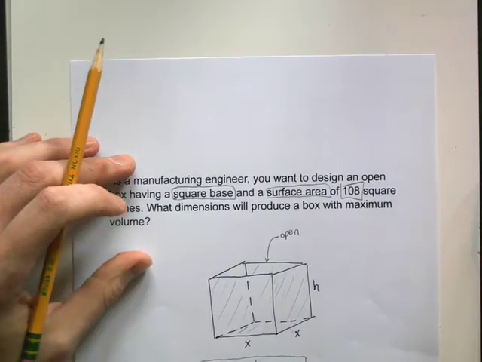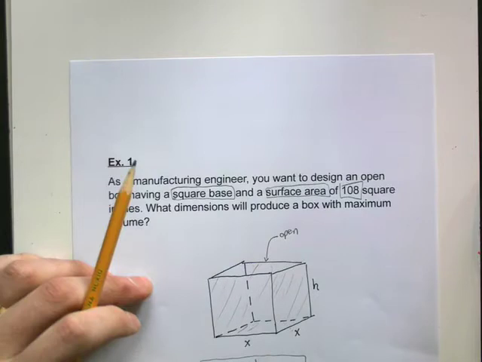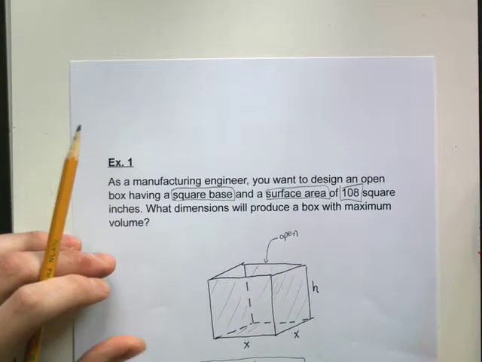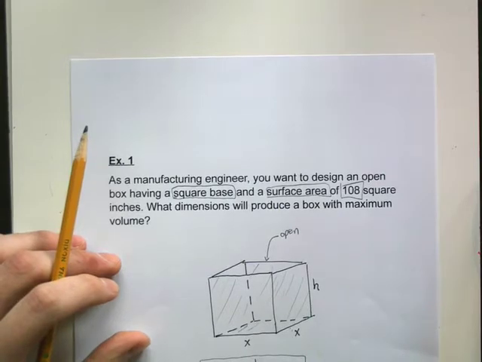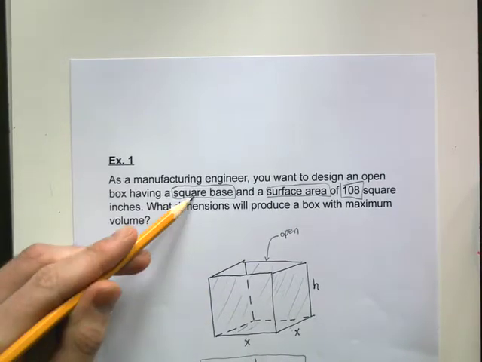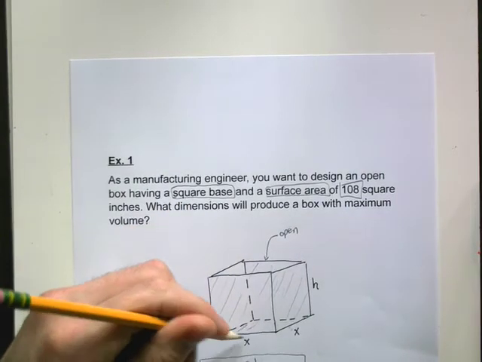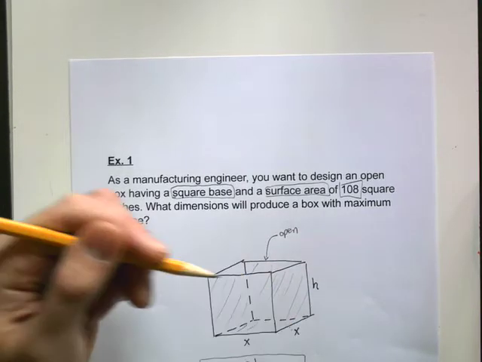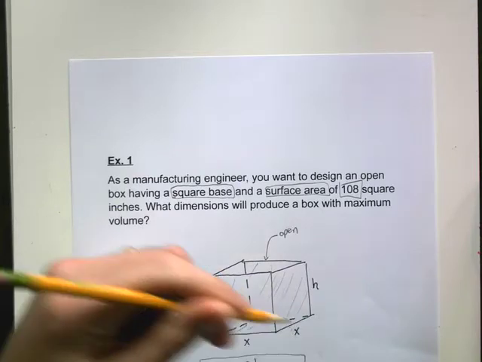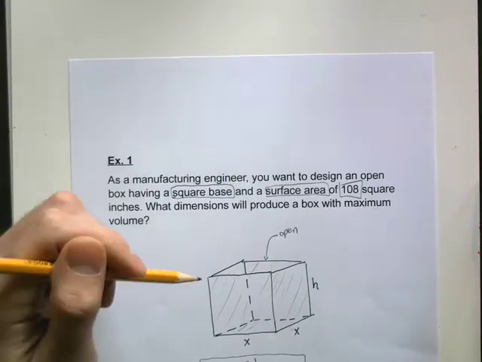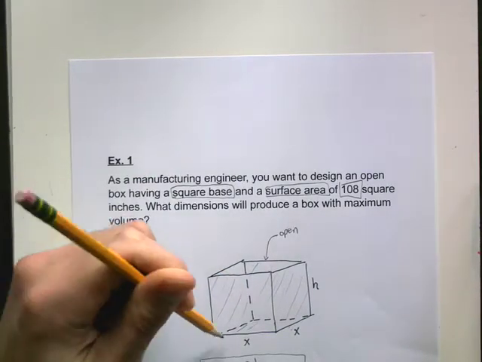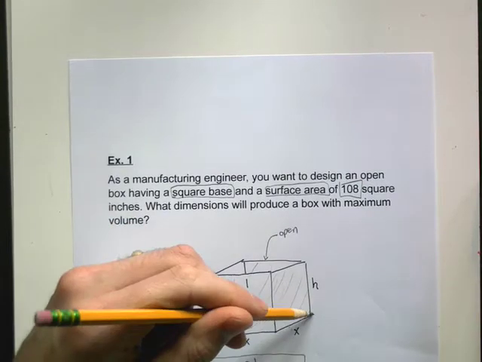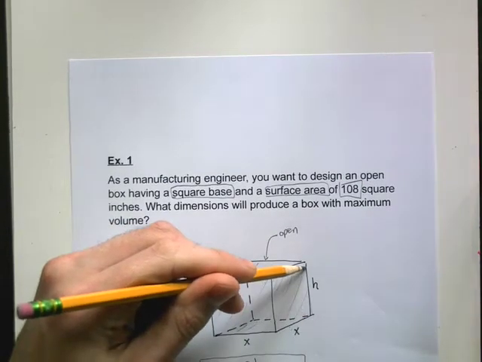A couple key components. By the way, every one of these problems today is going to look the same, just with different numbers. Key point: you're always going to have a square base, meaning that when you draw your box, your length and your width are always going to be the same, because a square has the same dimensions. So x and x is going to be your base, and then we have some sort of height to the box, right?